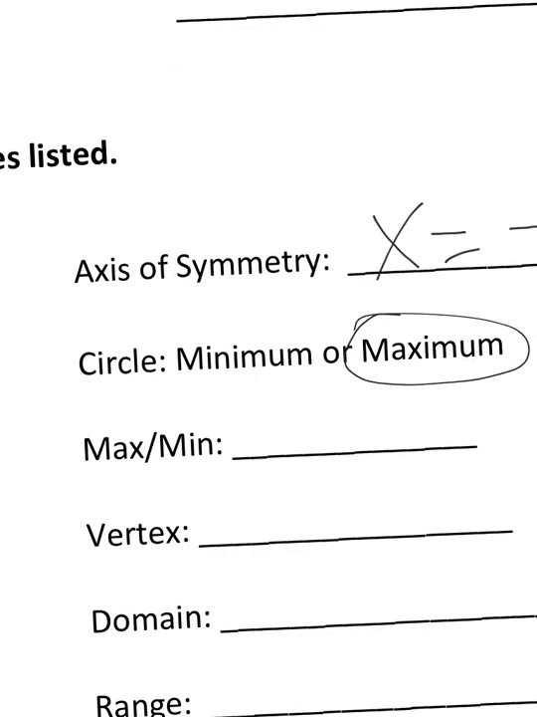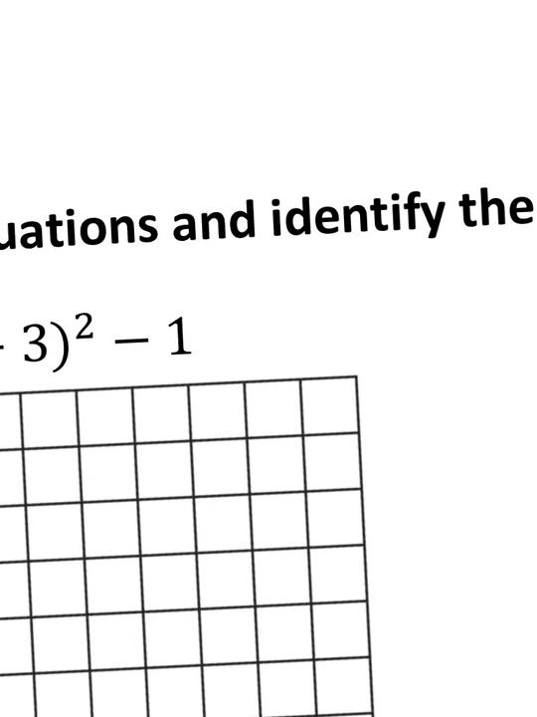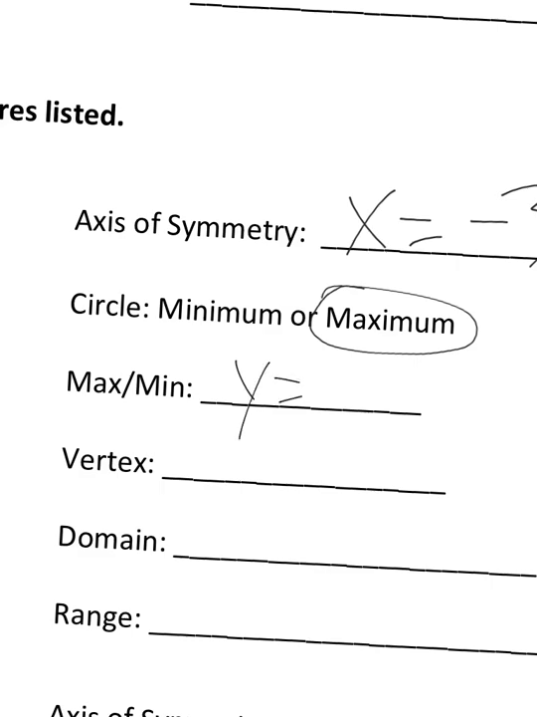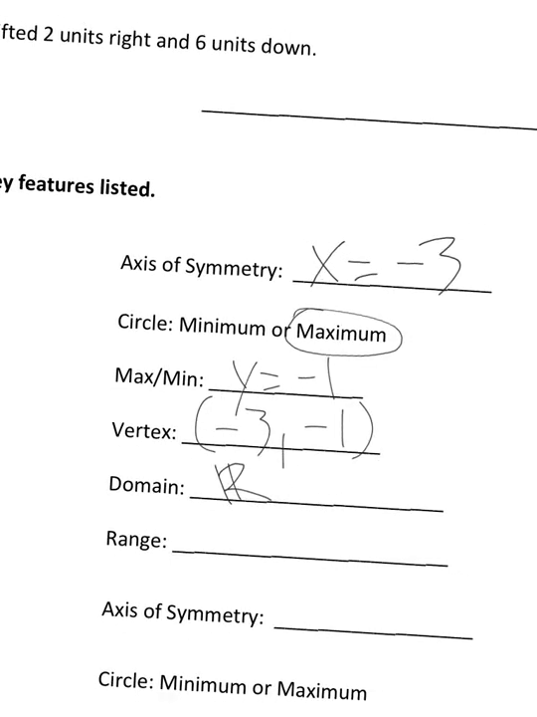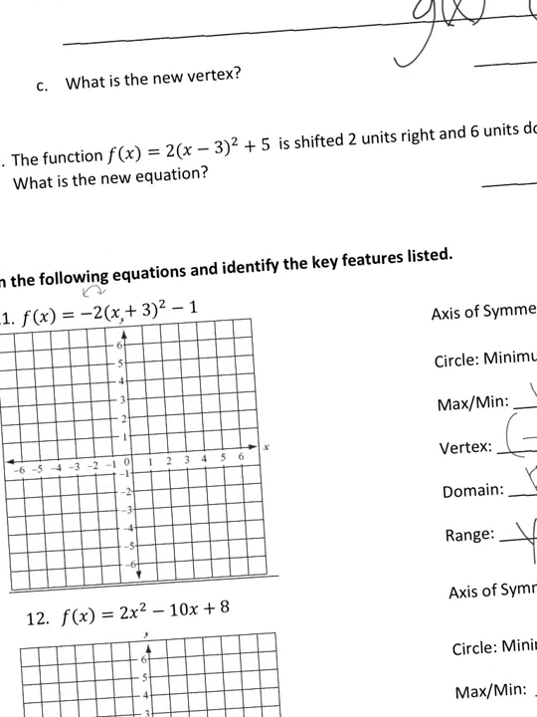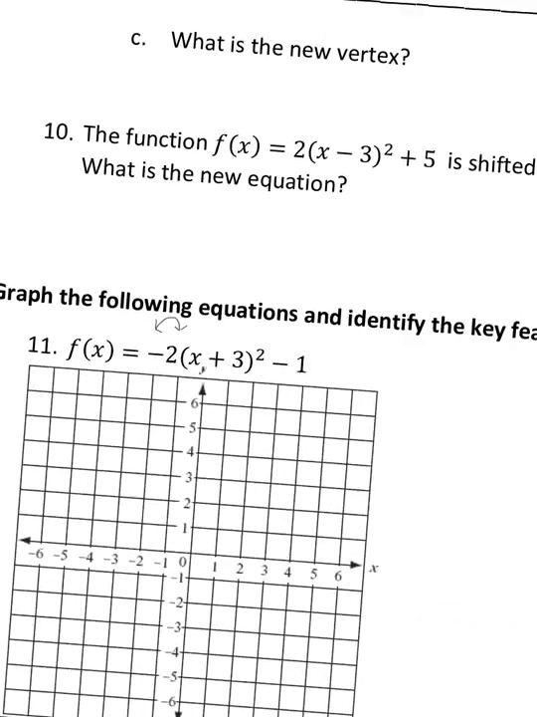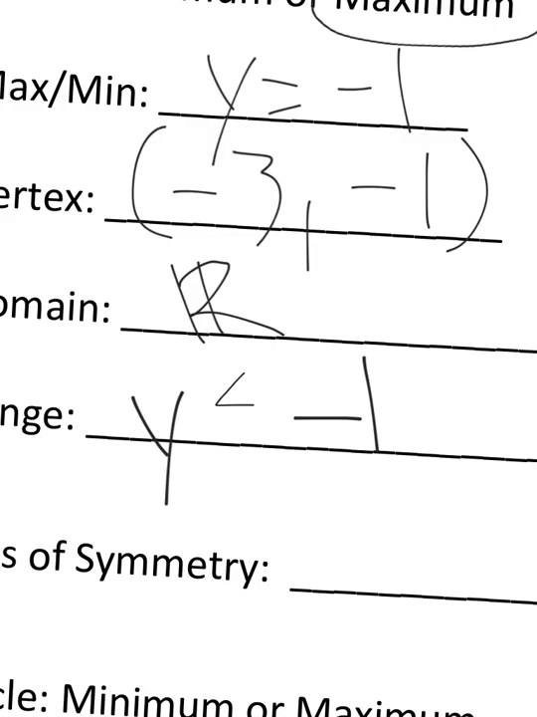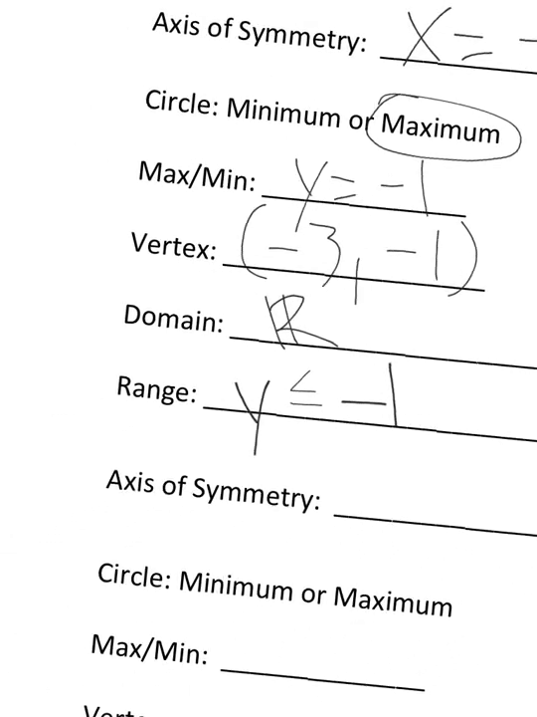And then what is that max or min value? That's negative 1 right there. So I say y equals negative 1. And so I know my vertex is at negative 3, negative 1. And my domain on any parabola is all real numbers. And my range, so I'm going to write y something negative 1. Remember, we just discussed that it opens down. So if it opens down, it's going to be less than, because it's just going to go down forever. So I'm going to say less than or equal to, because it does pass through negative 1.